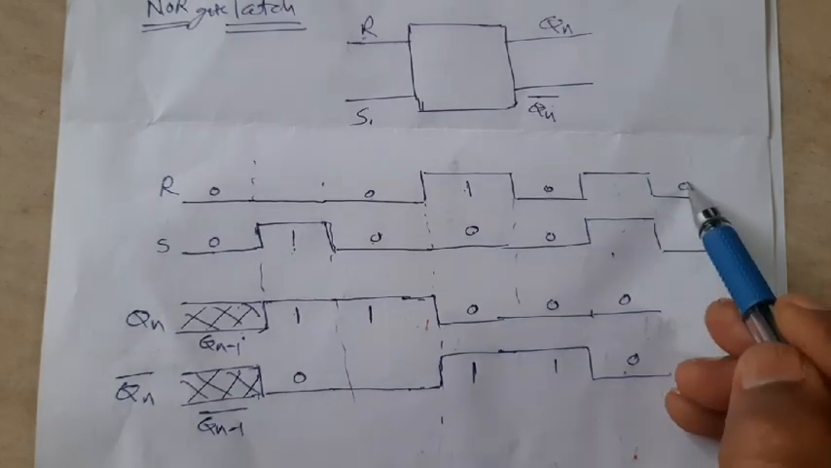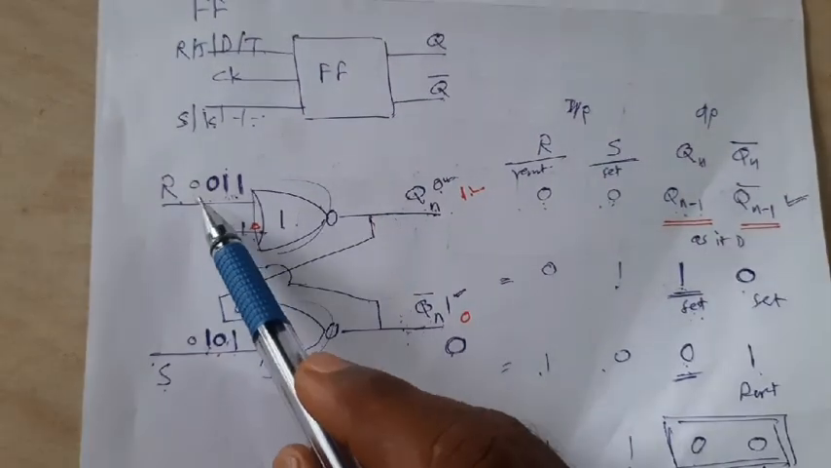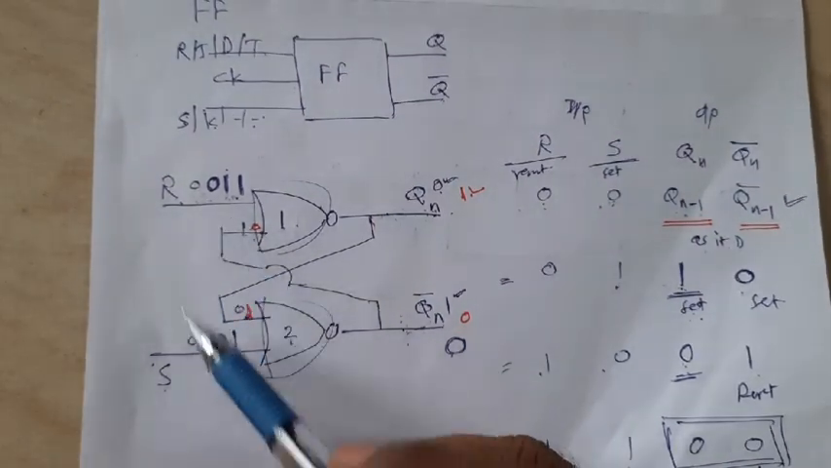So what happens when both inputs go to 0, 0 after that? The outputs may not remain 0, 0. Now we will have to take care that they will not remain at 0, 0. Why? Now we will check. Suppose both inputs are 0, 0.